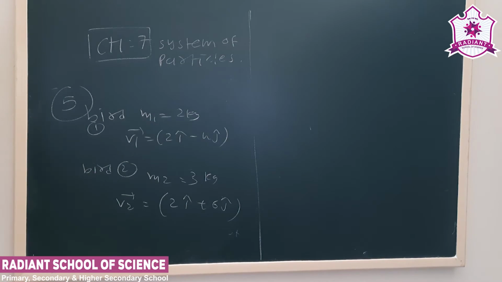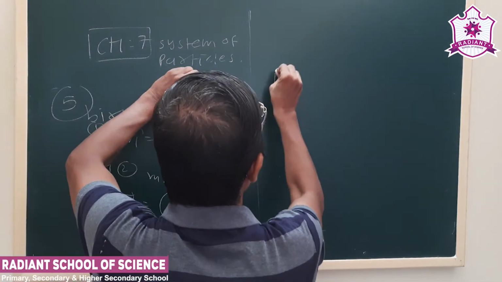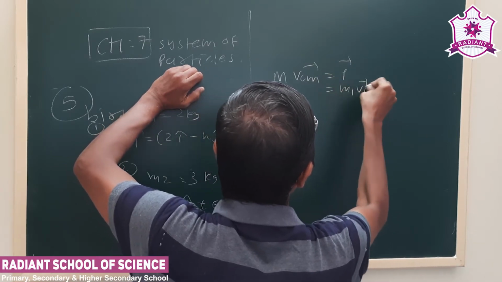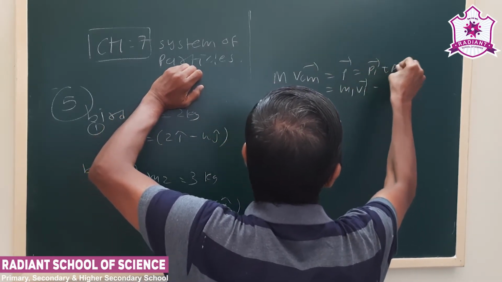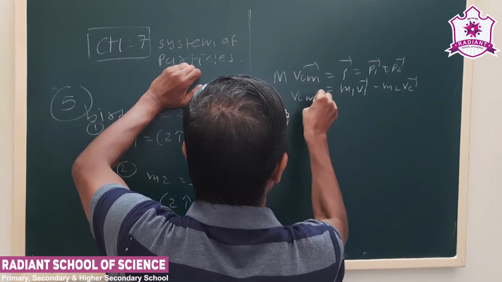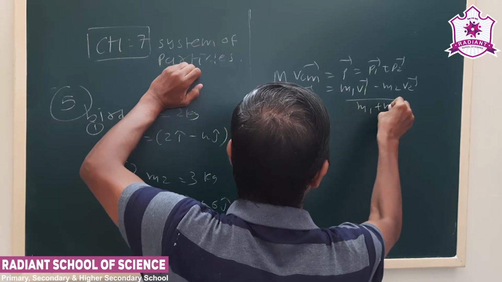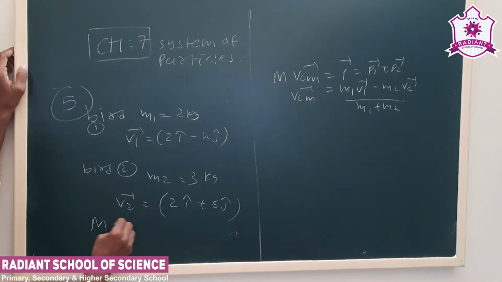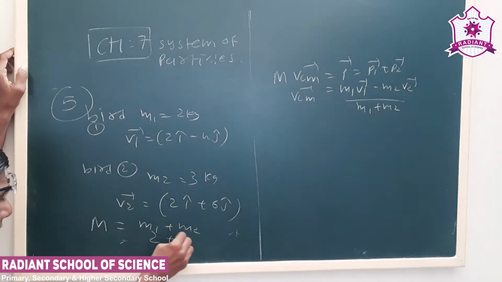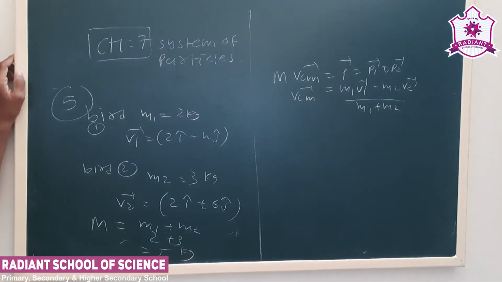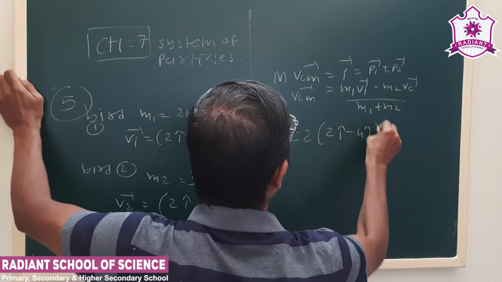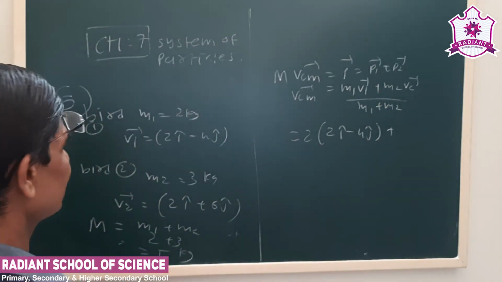Okay, momentum is a vector quantity. Again, m into v_cm is P, that is P1 plus P2. Here m we can consider the total mass of the two birds, 2 kg and 3 kg, that is 5 kg. Now m1 is 2, v1 is 2i minus 4j, plus m2 is 3.